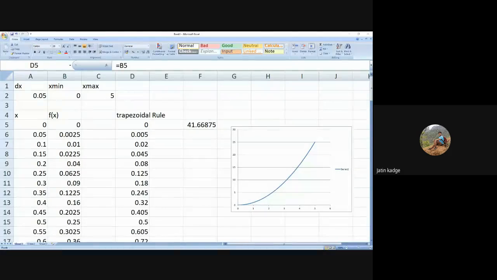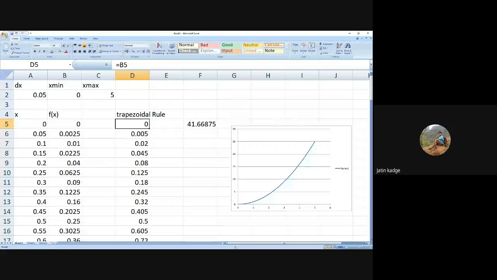I wasn't able to see the formula, so I will share it. The formula says you have to take delta x divided by 2, multiplied with the addition of y0 plus 2y1 plus 2y2 plus 2y3 and so on. Now here the x values are written in column A. I hope this is visible to all.